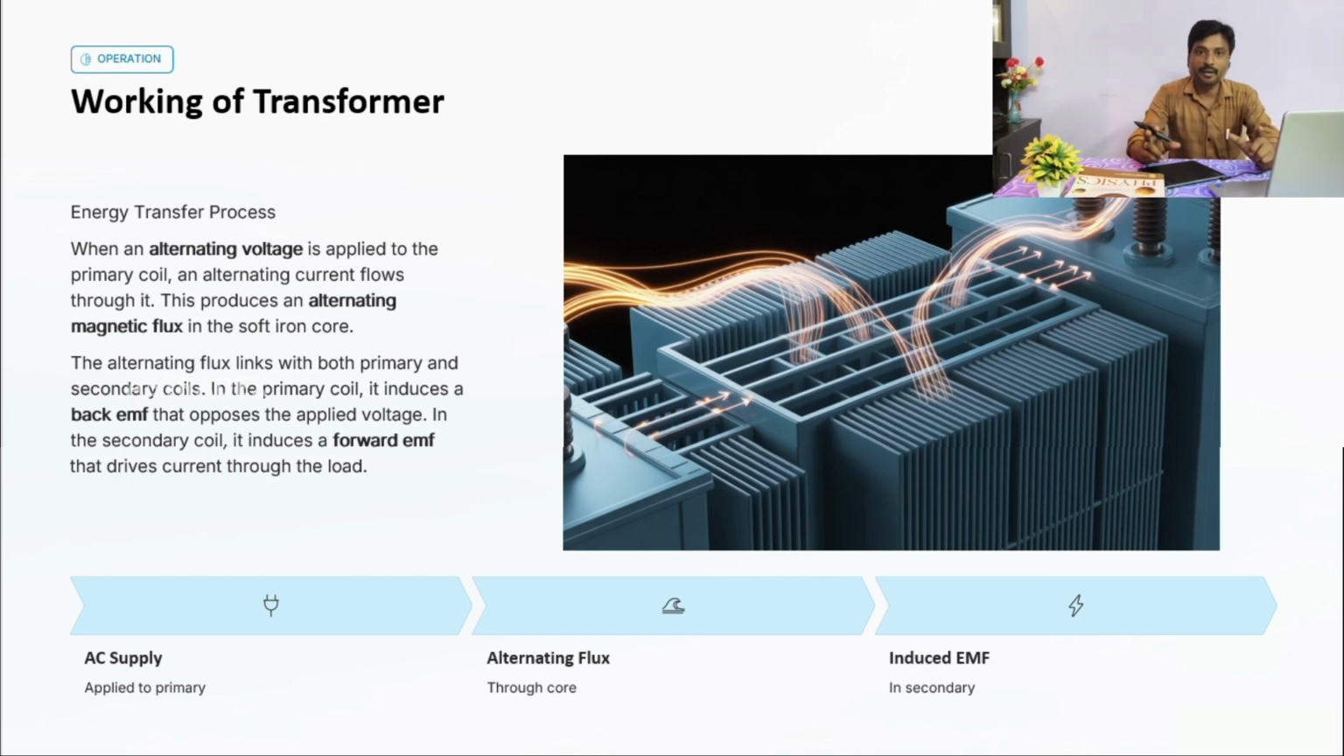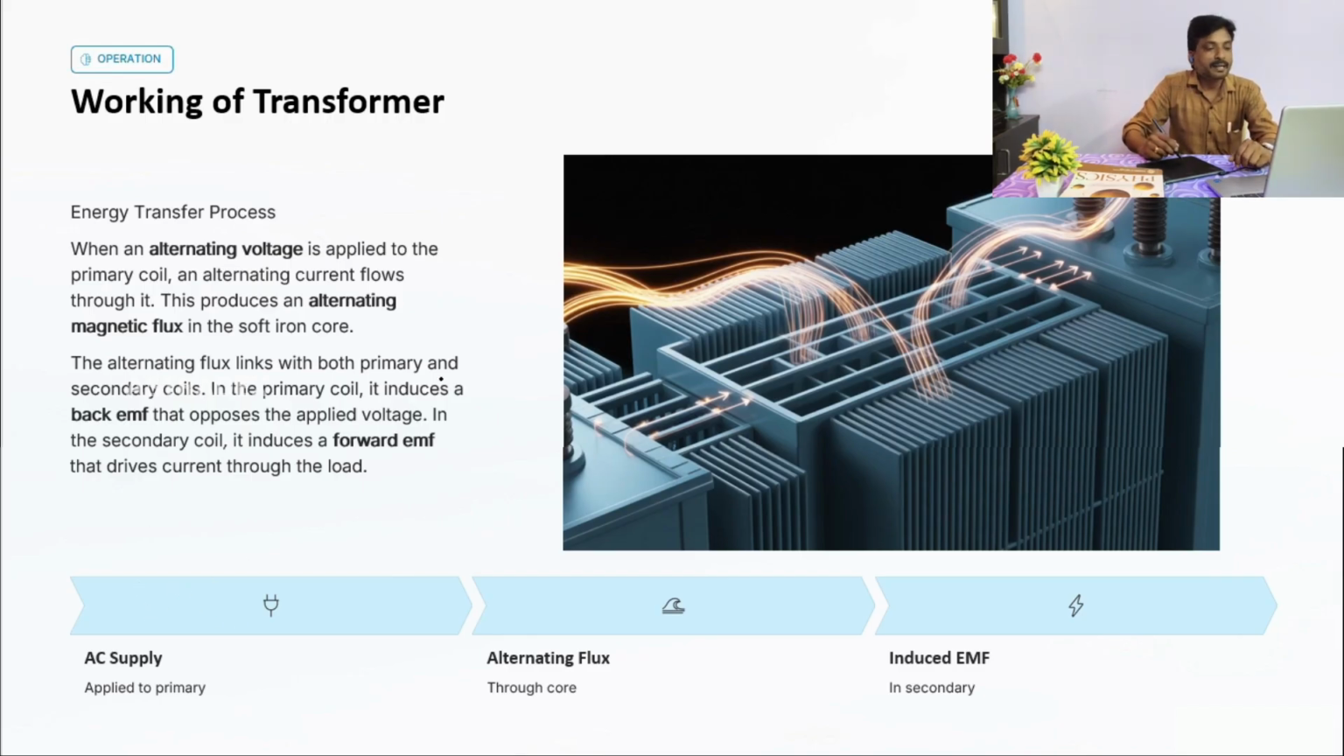In the primary coil, this time varying magnetic flux produces back EMF. This back EMF opposes the applied voltage. This time varying magnetic flux produces the forward EMF in the secondary coil. So this forward EMF drives the current through the load.